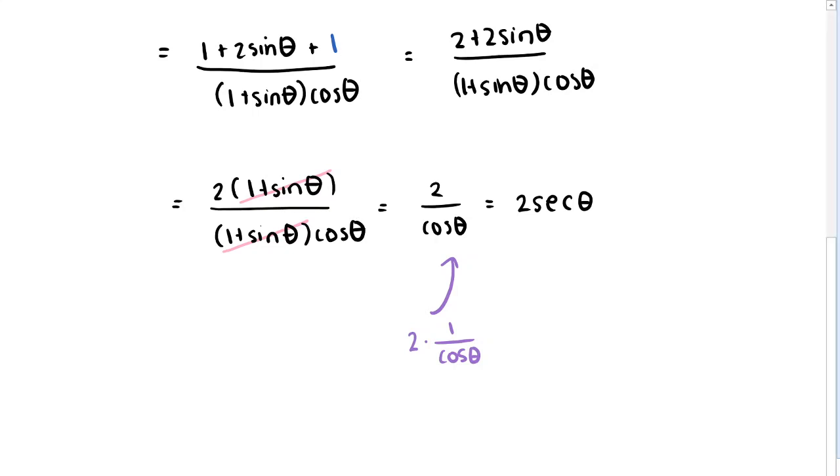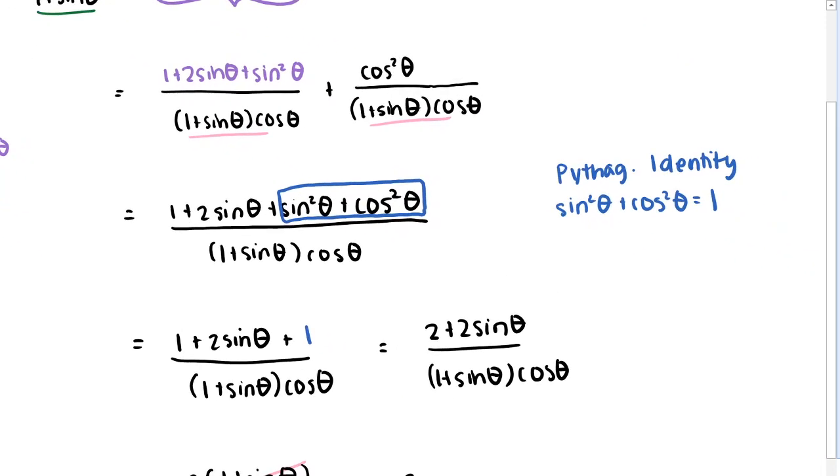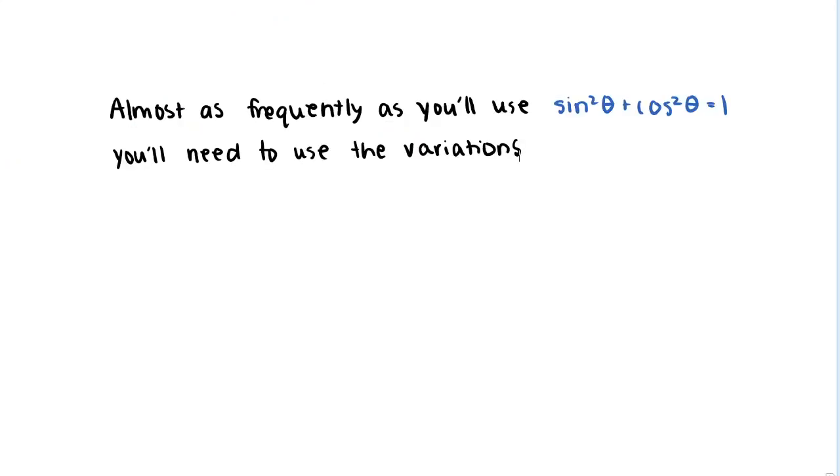Okay, so that was a little bit more work than the first example, but hopefully that showcases to you one approach when it comes to simplifying trigonometric expressions, which is just performing the operations at hand. Here we just added the two fractions together, but then we also noticed that we could use the Pythagorean identity when we saw that sine squared of theta plus cosine squared of theta. So almost as frequently as you'll use this Pythagorean identity, sine squared of theta plus cosine squared of theta is the same as 1.